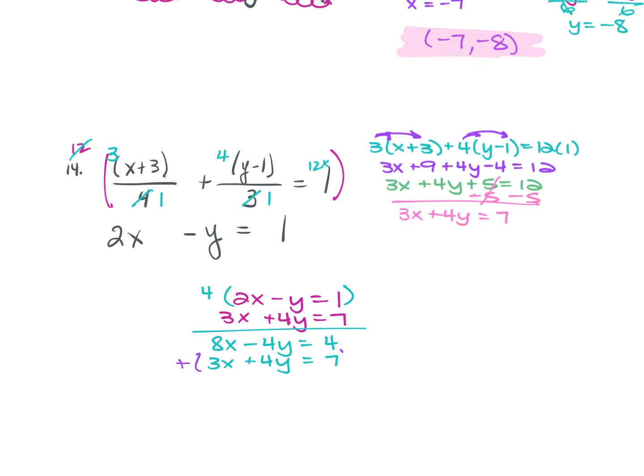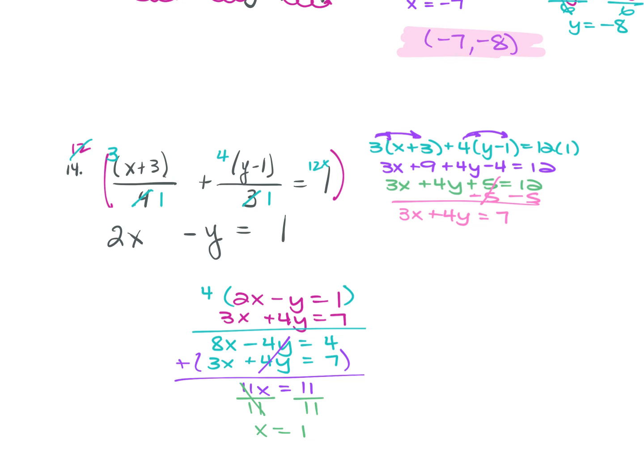We can now combine like terms. Your 4y's cancel. 8x plus 3x is 11x. And 4 plus 7 is 11. So 11x is equal to 11. You are going to divide each side by the 11 and get that x is 1.